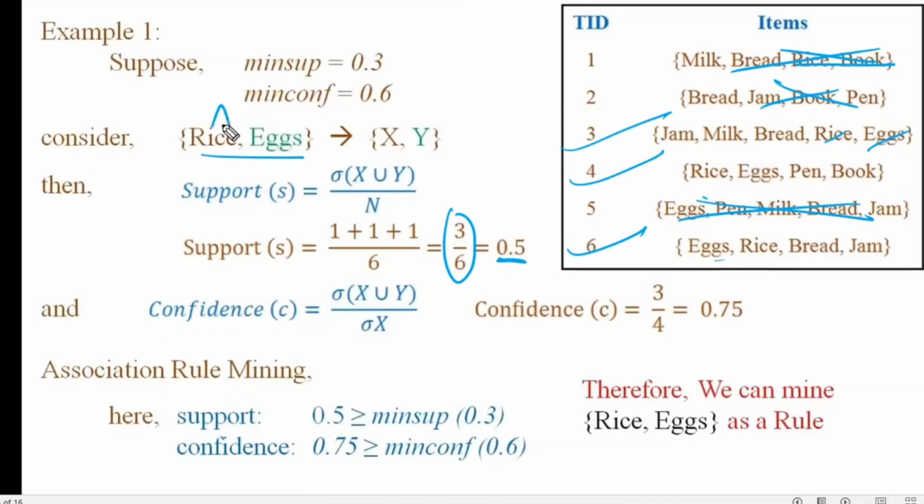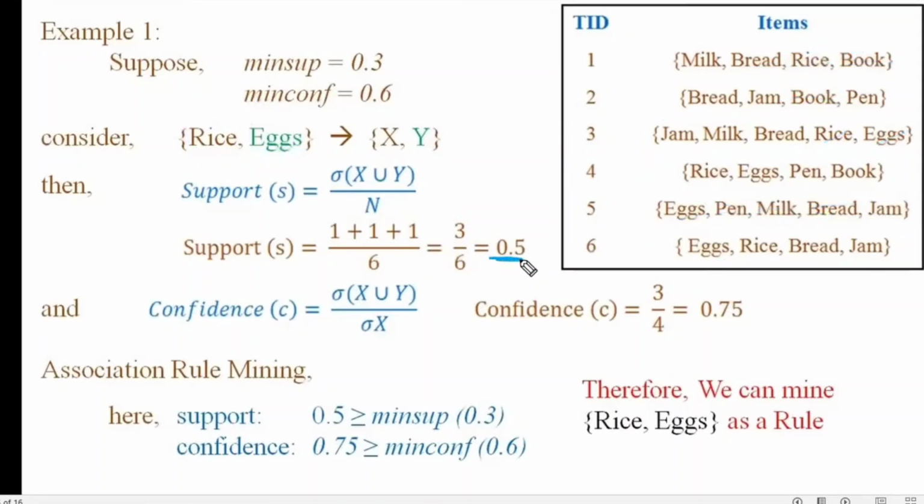So I'm considering this as A and B, a 2-frequency item set. First, I'm working on the 2 item sets. Later, 3 item sets, later 4 item sets. First, for 2 item sets, if A, then B, right? So here, I'm considering rice along with X, and the support I have got is 0.5.